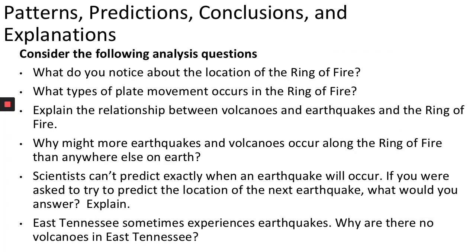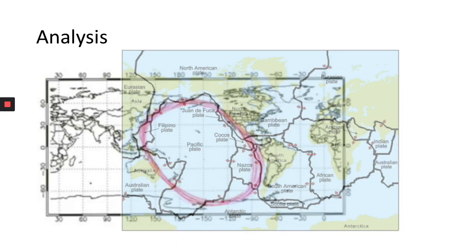What types of plate movement occurs in the Ring of Fire? So if we look back at that picture again, you can still see that red circle, and compare it to some of the arrows that you see there. What kind of plate boundaries are occurring in order to result in these earthquakes and volcanoes?